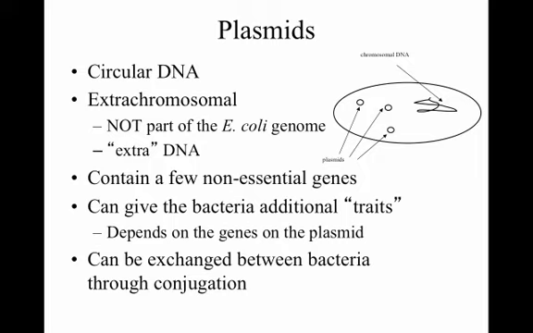Plasmids are natural for bacteria. It's how they can exchange genetic material. So it is possible for bacteria to exchange plasmids through a process called conjugation. It's basically where there's cell-to-cell contact and they can exchange plasmids. But we're not going to really get into conjugation now. I just wanted to mention what it was.